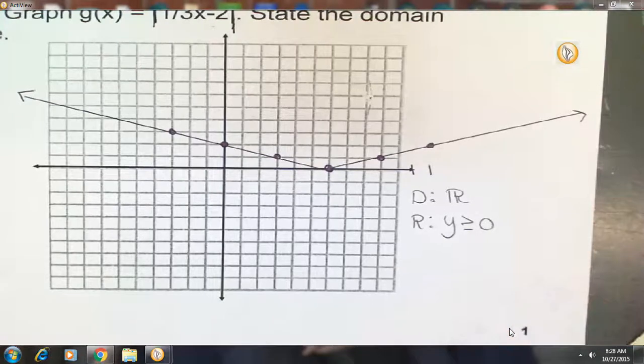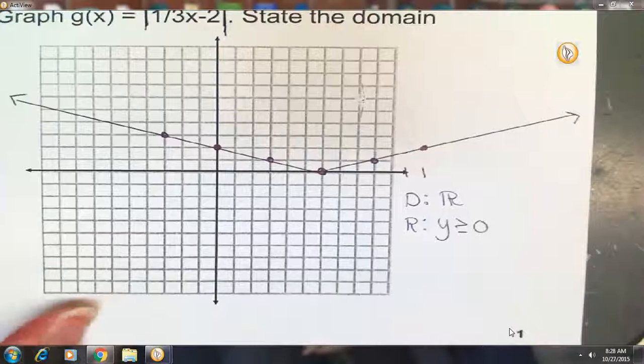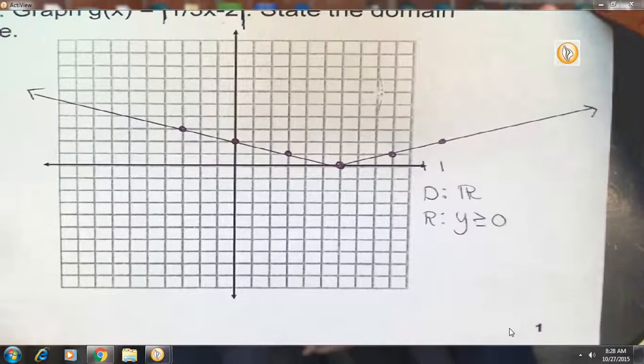Is that answer always going to be that? No. It just so happened that all of them last time were. It won't always be that way. It just depends on whatever the lowest or highest point on your function is.